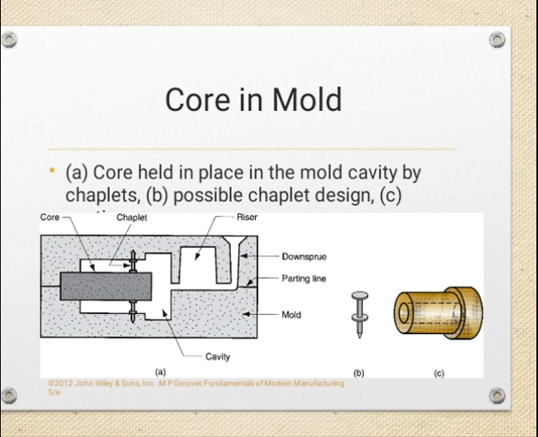Also, these chaplets are mostly made of the same material which is poured in the mold cavity. After removing the mold sand material, the core is just removed. Chaplets stay in the solidified metal.